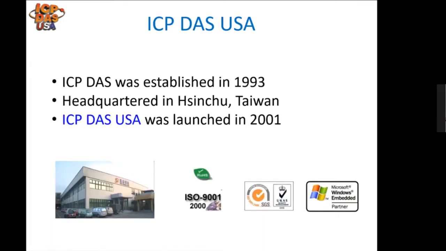ICPDAS was established in 1993. The headquarters is located in Hsinchu, Taiwan. ICPDAS USA was launched in 2001 to support the North and South American markets. We have over 200 R&D engineers, and we work closely with them to add new features to our products, develop new products, and to support our customers. Most of our products are RoHS compliant, which means they are lead-free.